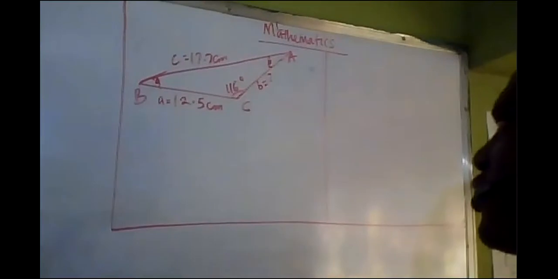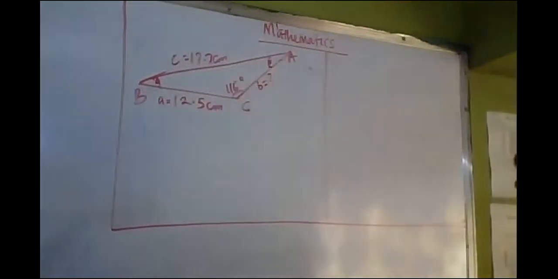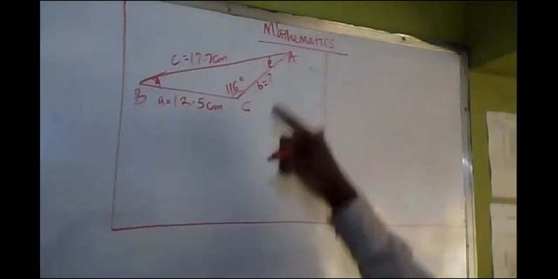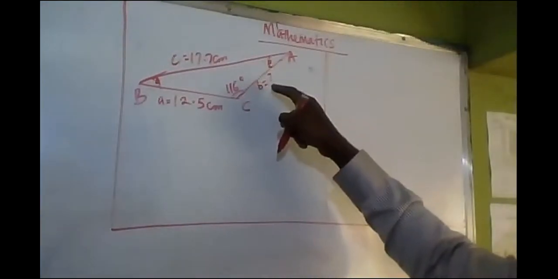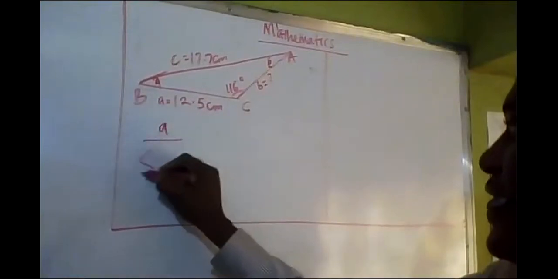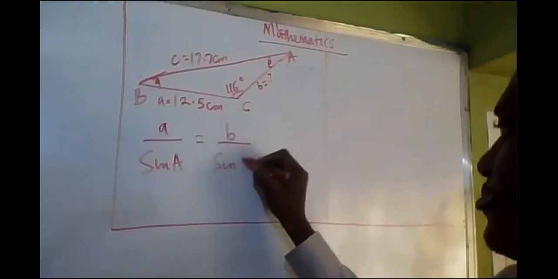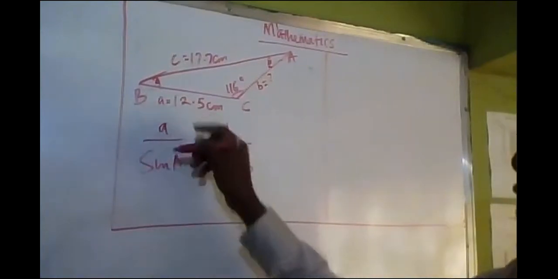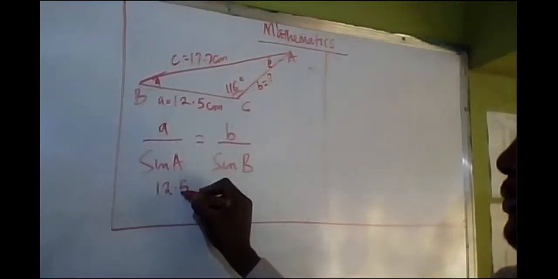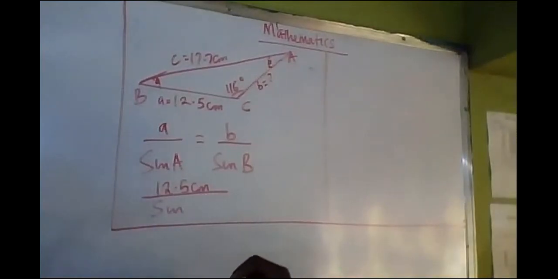So the only one that is complete there is what? Small c. So with the help of small c, we can get every other one. So we don't have anything that has to do with b, but we have a. So that means we can say a over sine a equal to b, small b over sine b. So what's the a now? 12.5 centimeter over sine a.